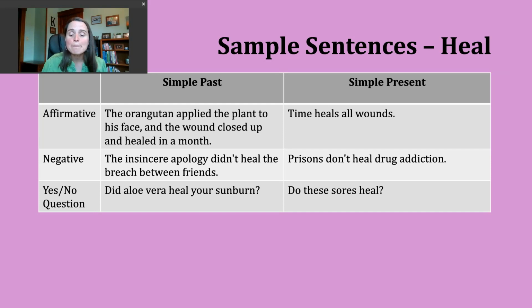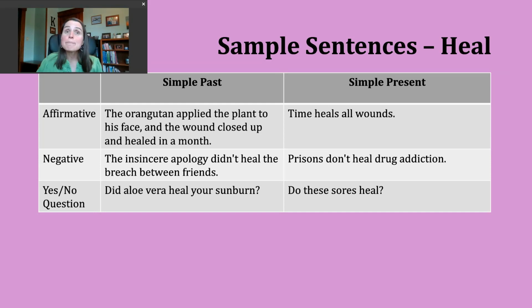Finally, let's look at making a yes or no question in the simple past tense. To do that, start with did, then you're going to have your subject, and then the base verb. Again, don't use the ed form of the verb in the yes or no question. Here's my last example. Did aloe vera heal your sunburn? Again, back to that meaning, restoring to health.